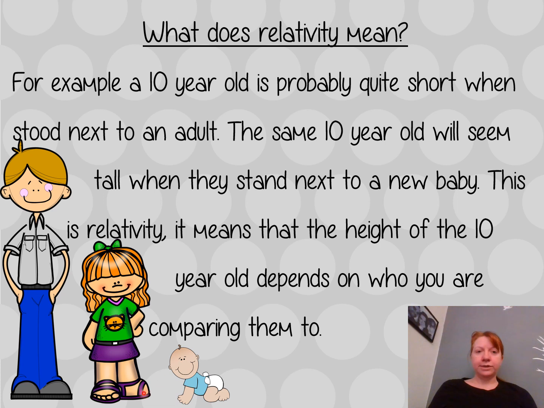We'll look at another example of this. So let's look at a 10-year-old. This 10-year-old girl here, standing next to an adult, is quite short. But when she stands next to the baby, she's tall. She hasn't changed. Her height hasn't changed at all. She's exactly the same height she was. This is relativity. It means that the height of the 10-year-old depends on who you are comparing it to. So when she's near the adult, she is short. But when she's near the baby, she is tall. It's related to where she is.